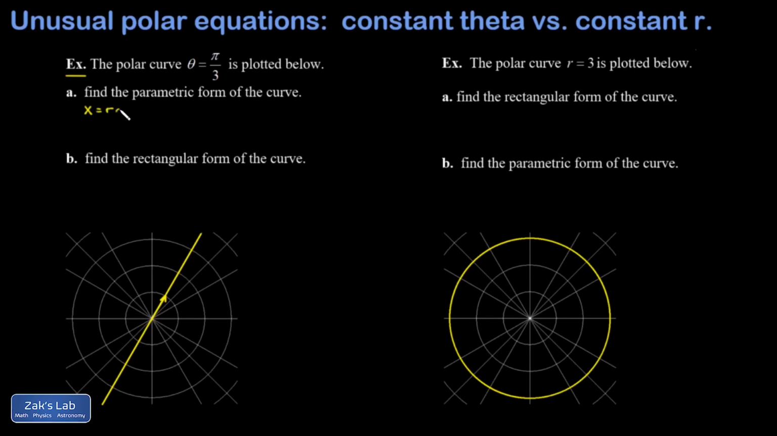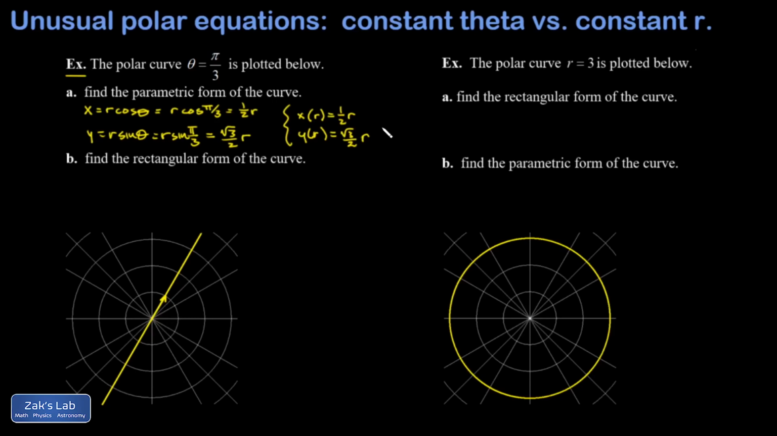I can write down x equals r cosine theta, and theta is always the same thing, pi over 3. Cosine of pi over 3 is a half, and so I end up with 1/2 r. And here, r is the parameter, so I end up with x of r is 1/2 r. I do the same thing for y. Sine of pi over 3 is root 3 over 2, and I end up with y as a function of r. And there's my parametric equations for the line.